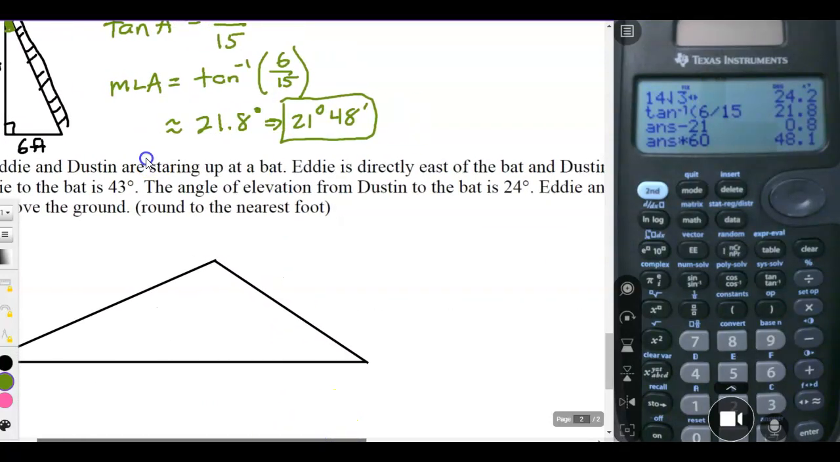Here we got Eddie and Dustin, and they're staring at a bat in the sky. Right, way up here.